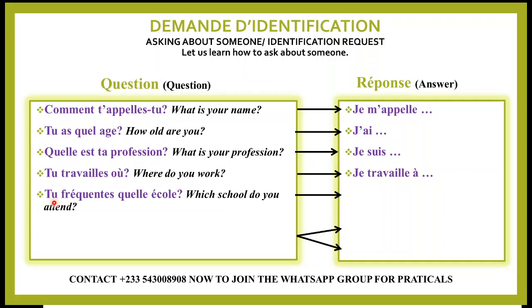If you are a student, tu fréquentes quelle école? Which school do you attend? Then you say, je fréquente. That should be your response. Je fréquente, then you add your school's name. For instance, if you are attending Olive Academy, you say, je fréquente Olive Academy. If you are not attending Olive Academy, say je fréquente, then you mention the name of your school.